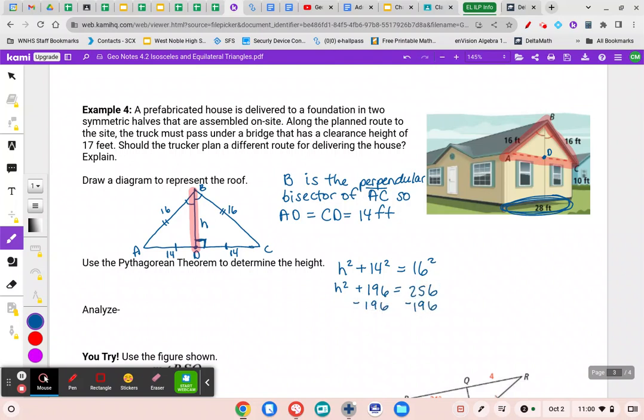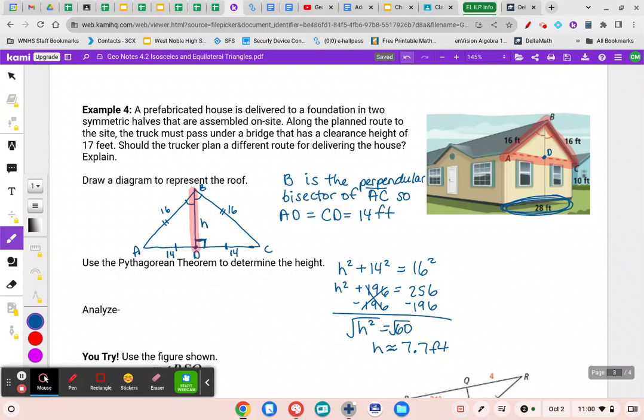We solve. H squared is equal to 60. And when we take the square root of this, I am going to just go ahead and get a little bit of a decimal. It's about 7.7 feet.